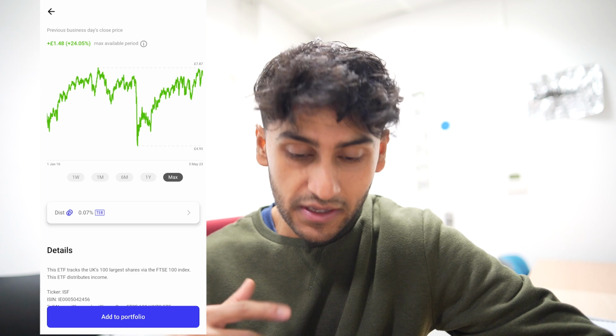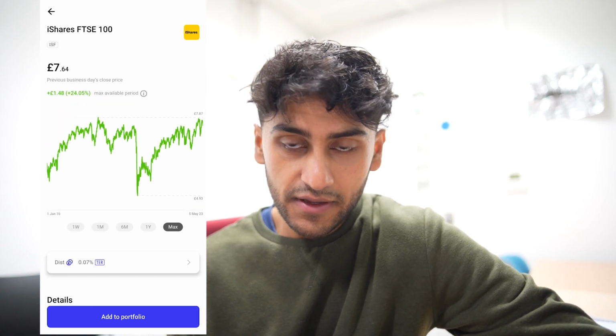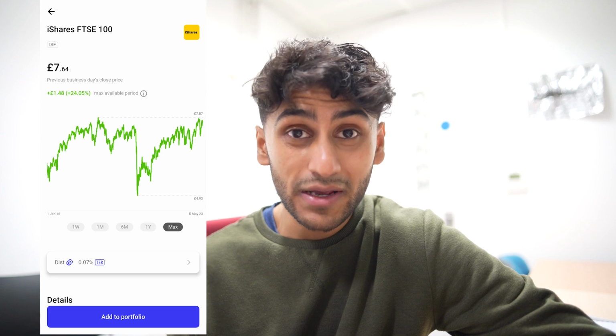So we have the ISF, which is a distributing fund, so it gives out dividends, and I'm assuming that was going to be quarterly. One difference you can see between this fund and the Vanguard fund is that the total expense ratio is quite a bit cheaper at 0.07%. We can also see the fund price is a lot lower. Again, it doesn't mean you're going to get more in the future.